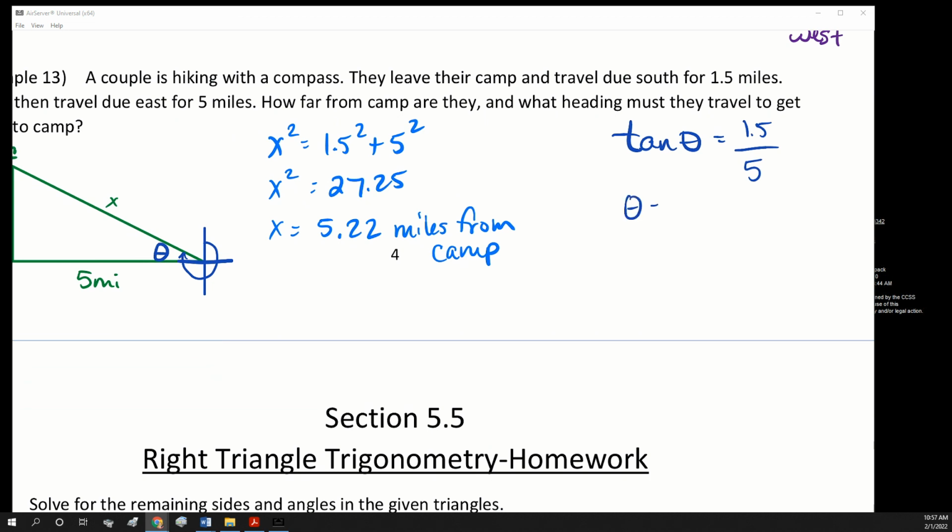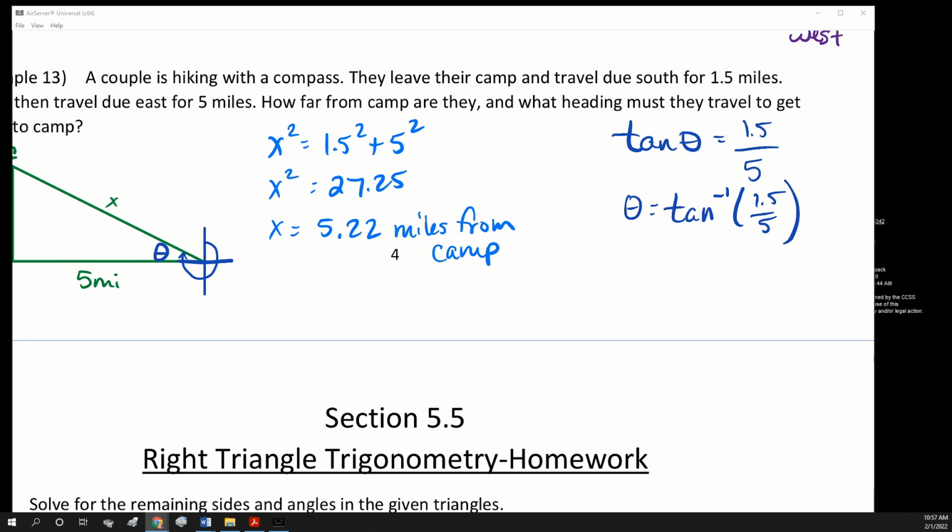So if we know what the tangent is, we want to find the angle that has that. What do we do? What type of tangent? Inverse tangent or arc tangent, very good. So this is the angle inside the triangle. That's not the angle they would take on their compass, because this is an acute angle, it would take them in the wrong direction. We don't want to do that.